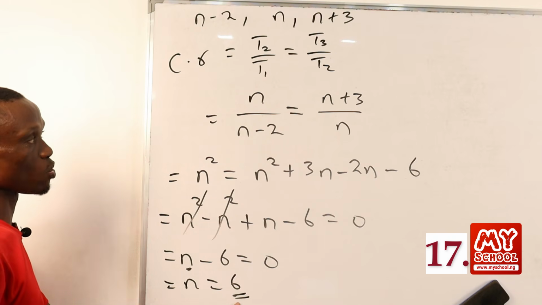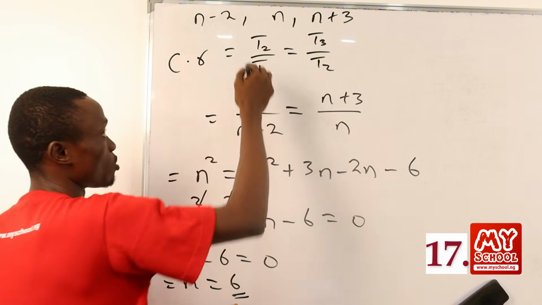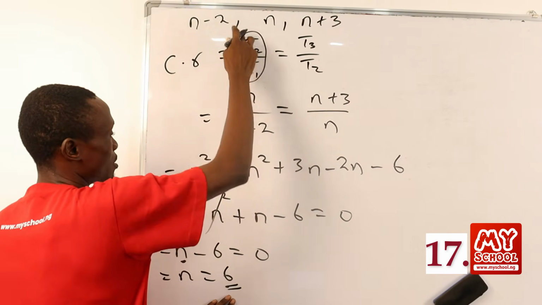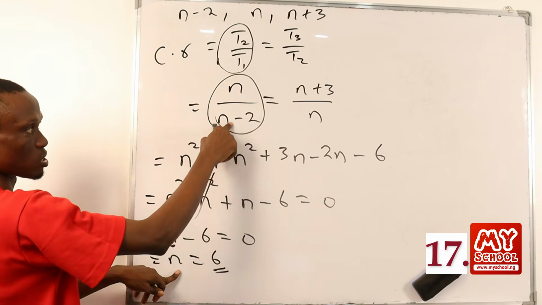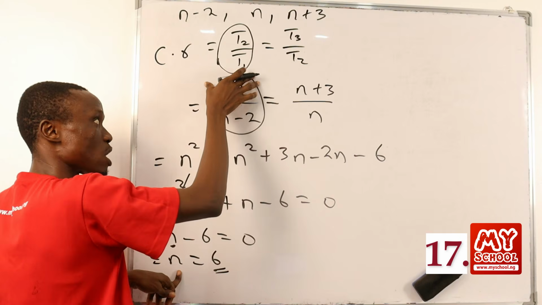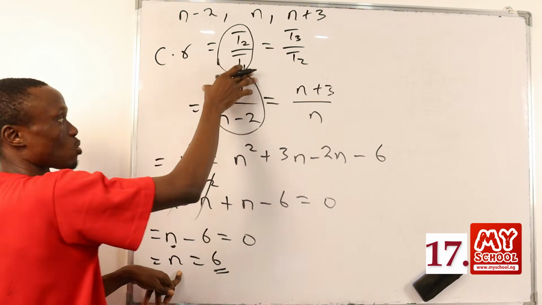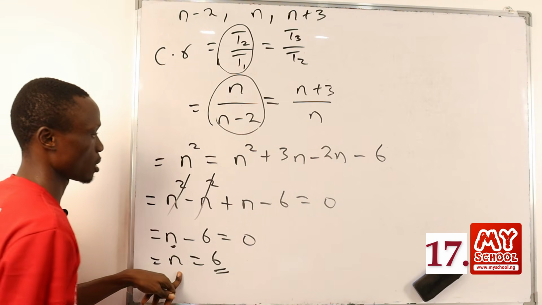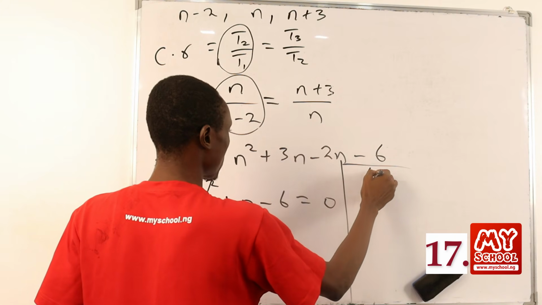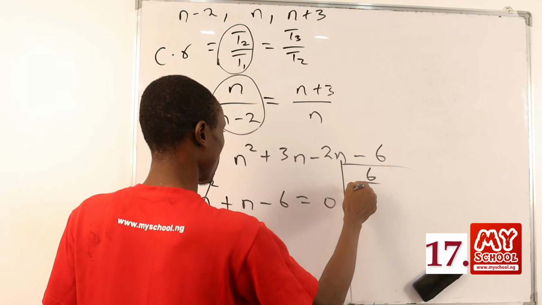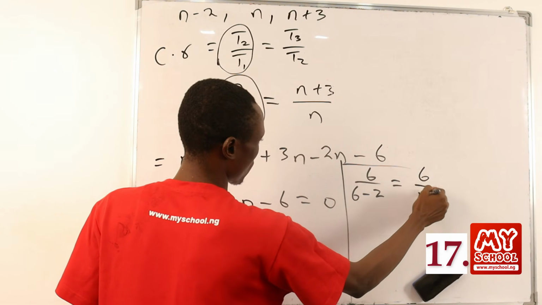Okay, so now we know the value of n, but that's not the common ratio. So the common ratio is this. Okay, and this has been represented with this. So anywhere we see n, we just replace it with 6. So we can use either of them. Either we are using this or we are using this. Okay, because this is also a common ratio, this is another common ratio, and they are equal. Okay, so here, let's use this. So here we're having 6 all over, then we have 6 minus 2. And this equals to 6 all over 4, right?